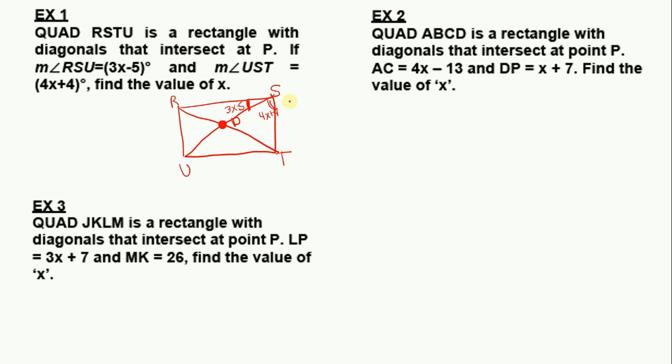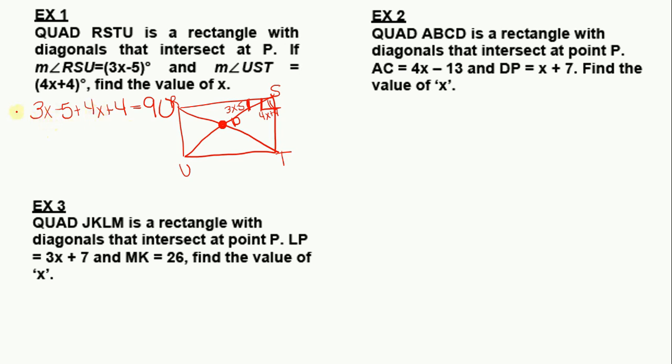Okay, what do we know about rectangles? If I look at my properties here, what do we know about angles in a rectangle? Well, we know opposite angles are congruent. That's not going to help me. Consecutive angles are supplementary. That's not going to help me. But I do know, guys, that this angle S right here is 90 degrees. So I know that these two together have to make 90 degrees. So 3x minus 5 plus 4x plus 4 has to equal 90 degrees.